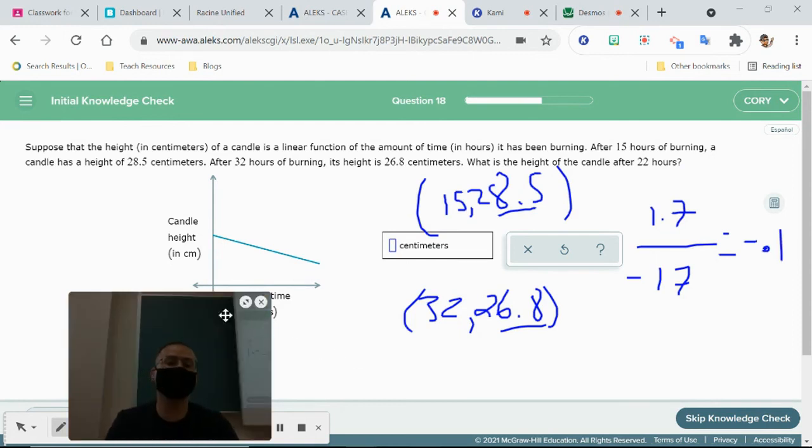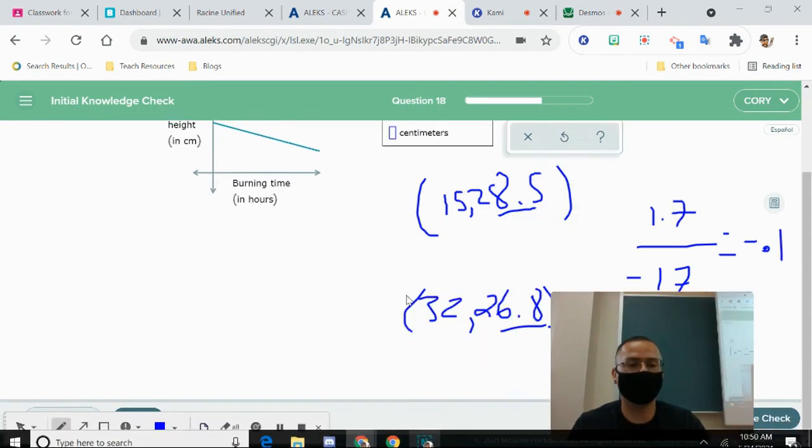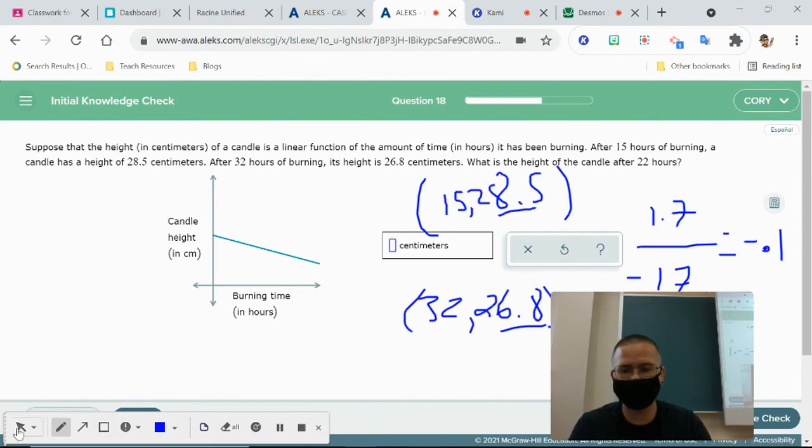That means 0.1 centimeters, your candle goes down every hour. I wonder if that's real. You guys have a candle and some time. Go do some measurements. So -0.1 centimeters is your slope.